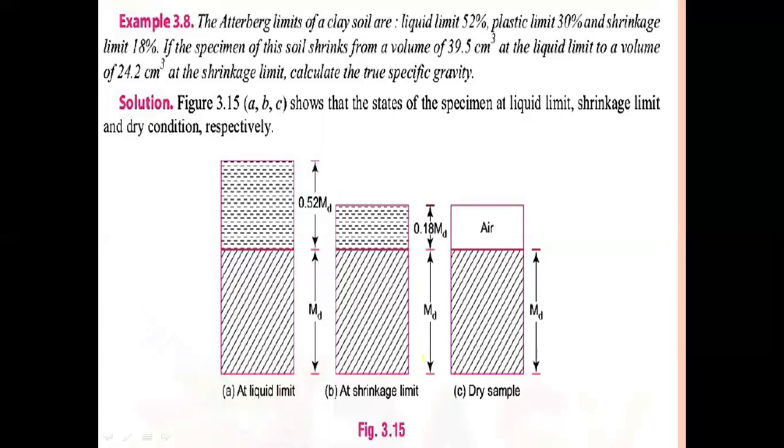The Atterberg limits of a clay soil are: liquid limit 52 percentage, plastic limit 30 percentage, and shrinkage limit 18 percentage. A specimen of this soil shrinks from a volume of 39.5 cubic centimeters at the liquid limit to a volume of 24.2 cubic centimeters at the shrinkage limit. Calculate the true specific gravity.